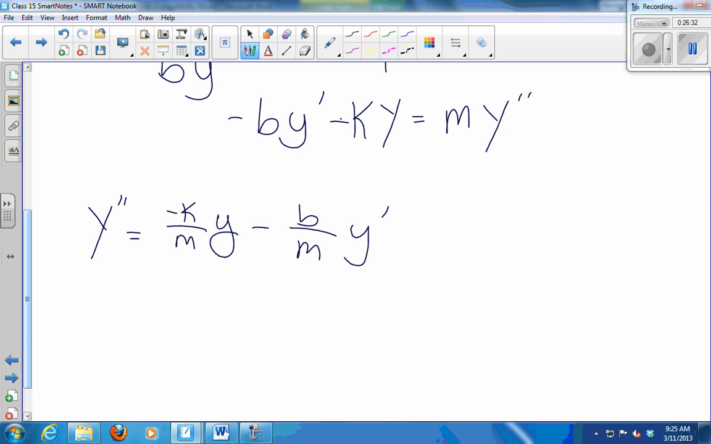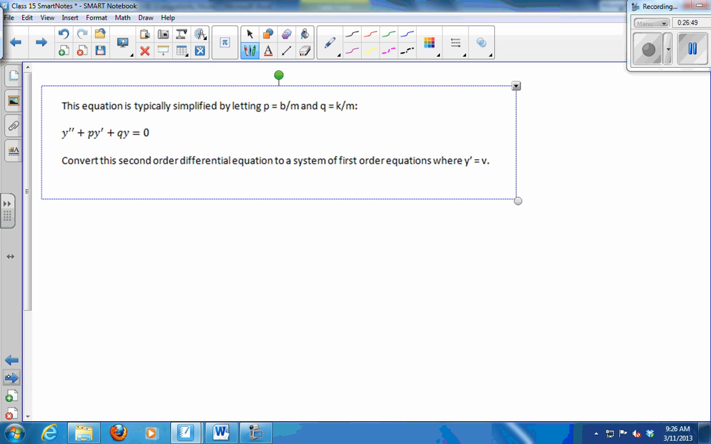We generally simplify this equation by calling k over m and b over m constants. We just rename them as p and q, and I move them to the other side. So I get y double prime plus p y prime plus q y equals 0.